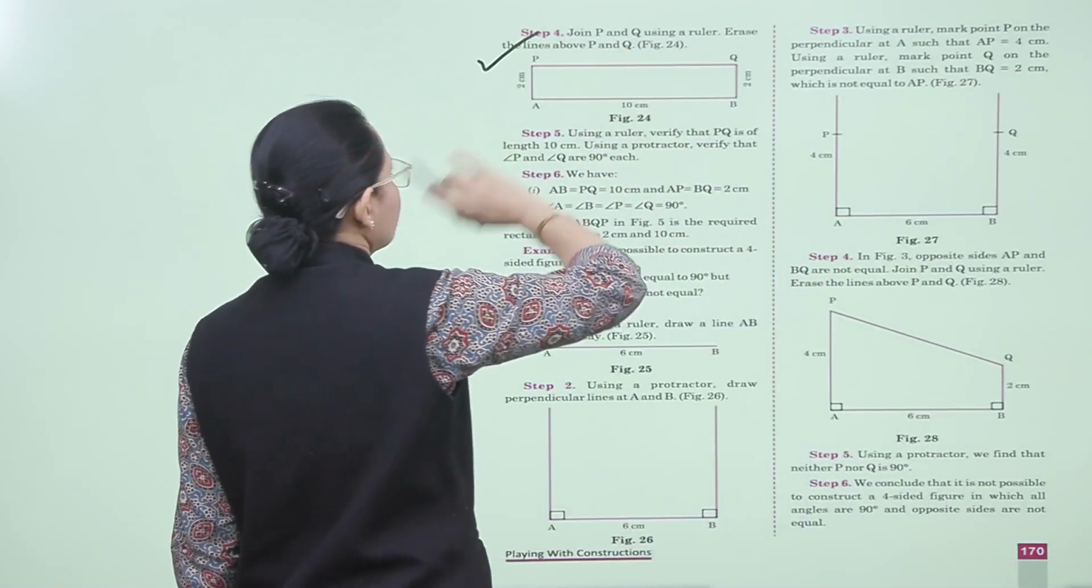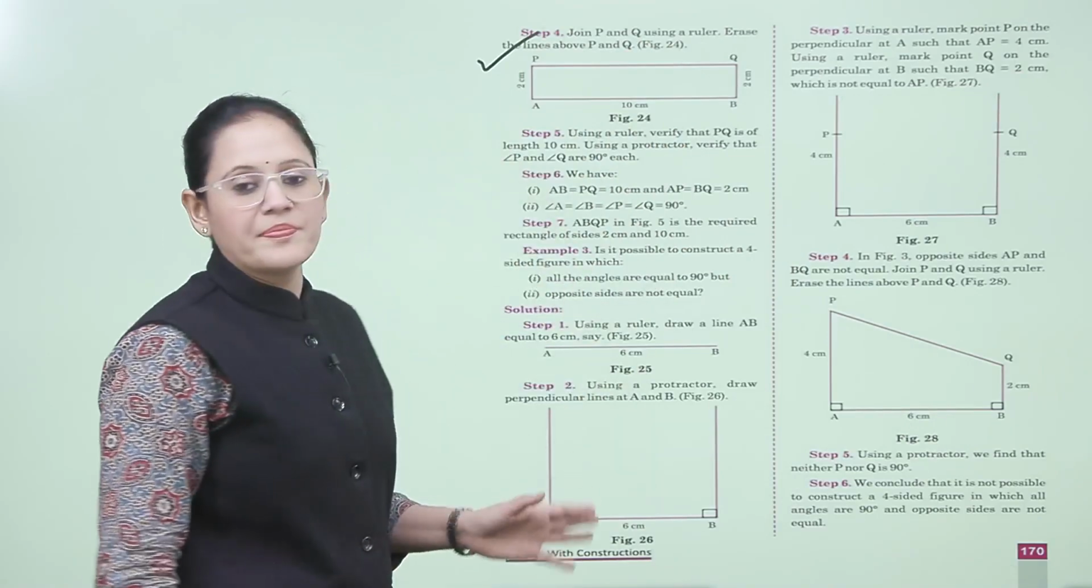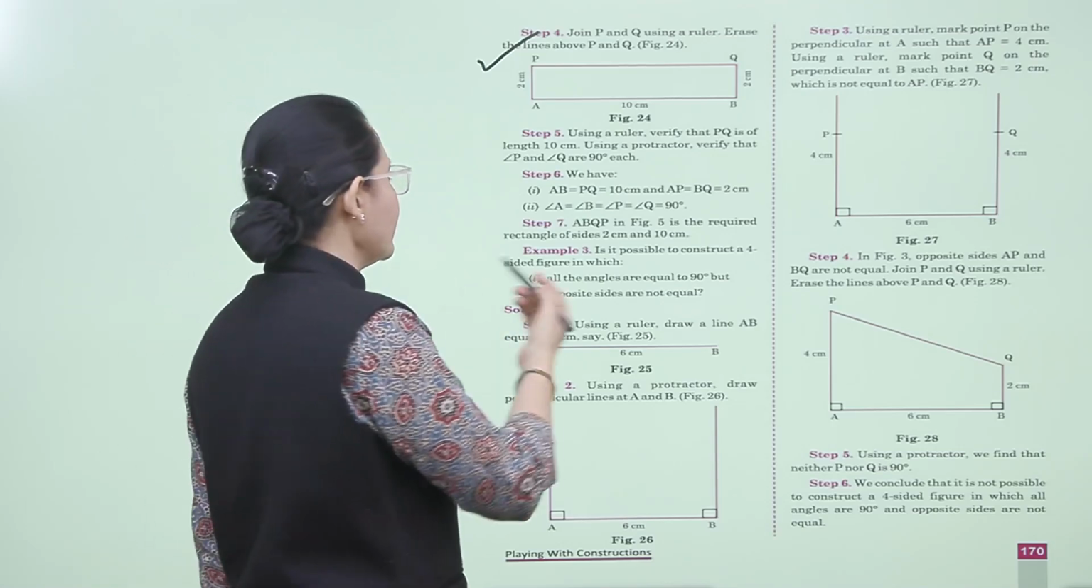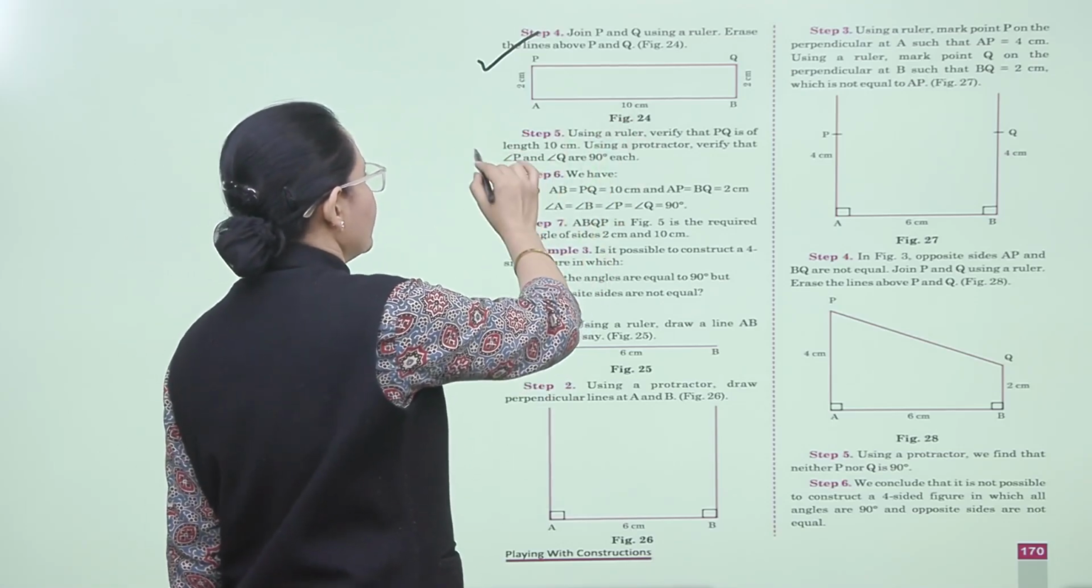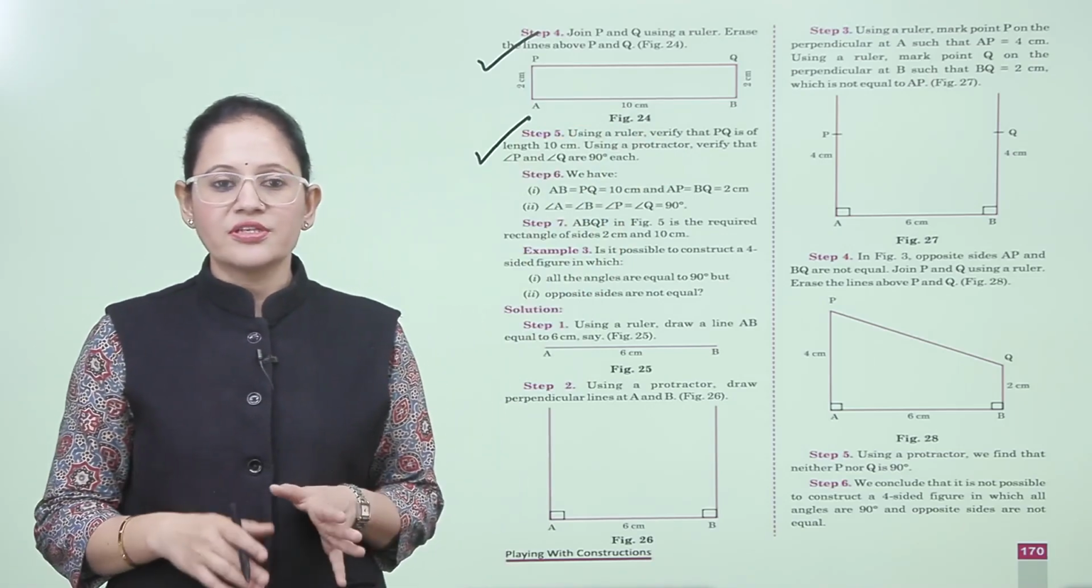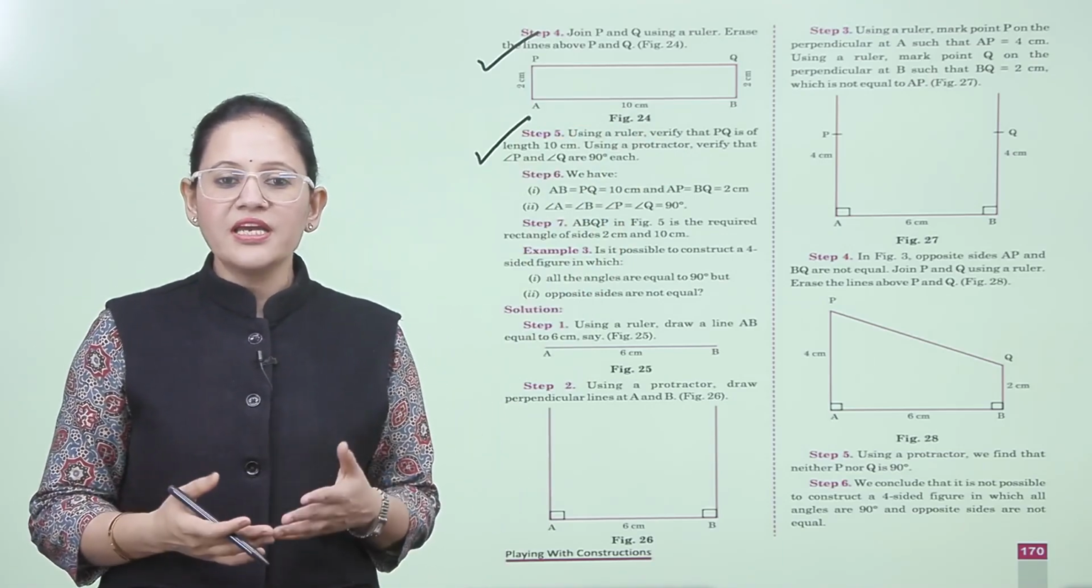Join P and Q using the ruler and erase the lines above the PQ. Clear? So, this is our rectangle ABQP. Now, we have to verify whether it's a rectangle or not. So, how will we verify?